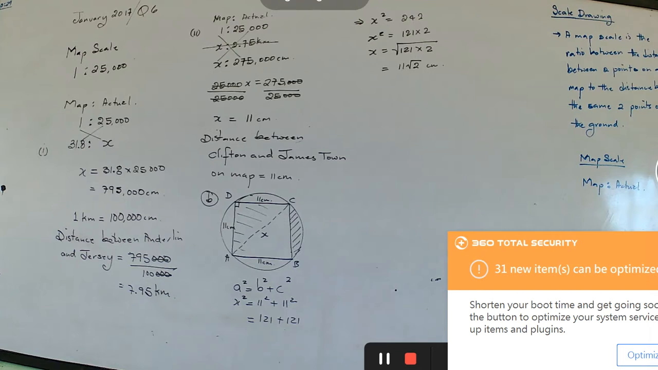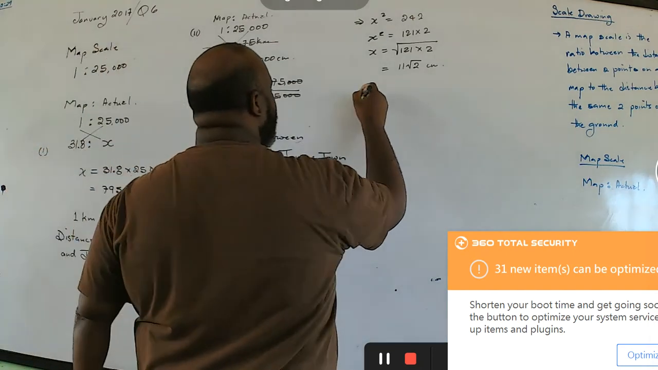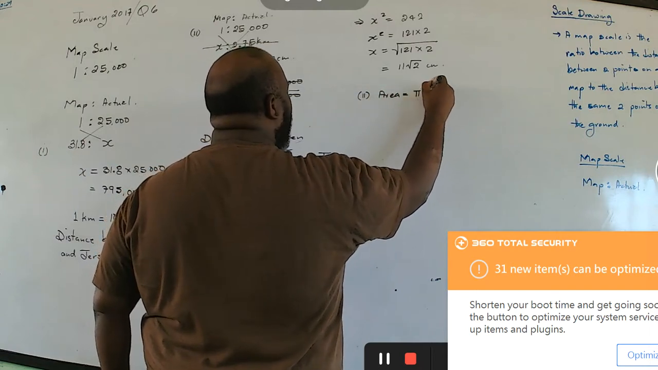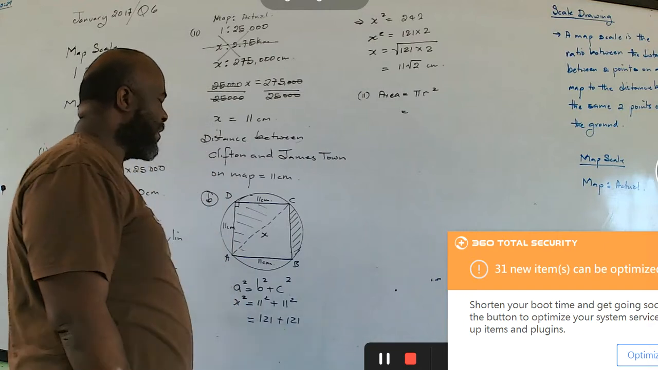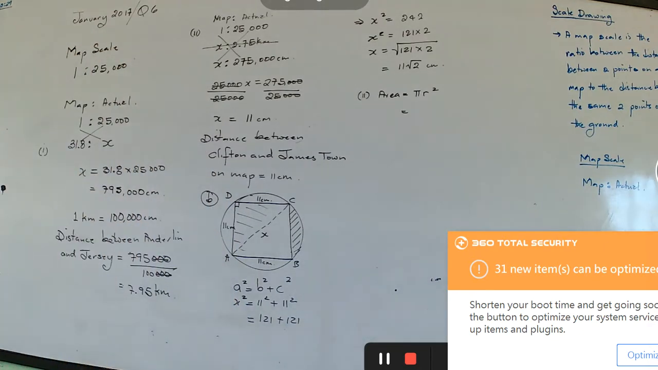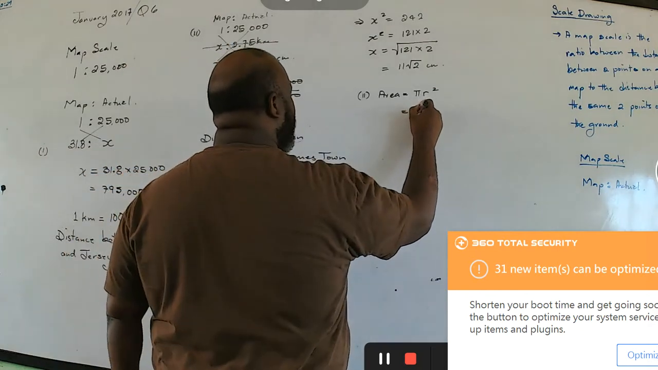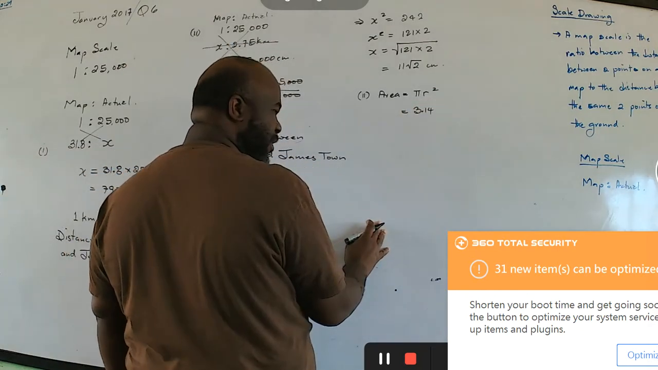Alright, next. The area of the circle. Area is equal to what? Pi r squared. What is the diameter of the circle? 11 root 2, don't it? Fine. Let us assume that pi is 3.14. That's pi, don't it?